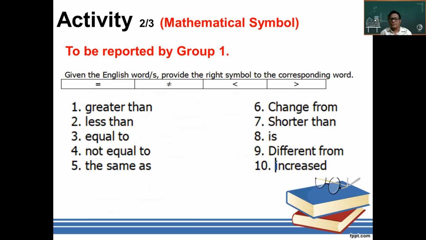For activity number 2, I have here 10 different words that correspond with a mathematical symbol. In this topic, we are using 4 symbols: the equal sign, the unequal sign, the less than sign, and the greater than sign. You just need to check which word is appropriate for the particular sign. It is to be reported by group 1, so group 1, prepare to report this one.